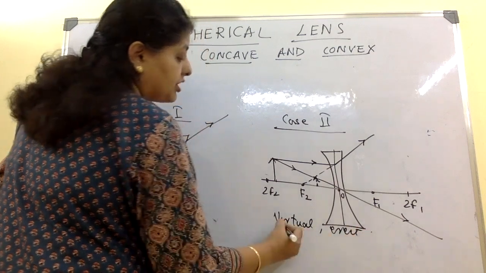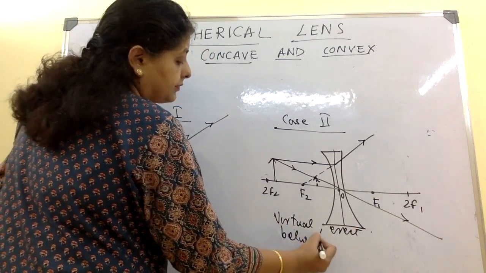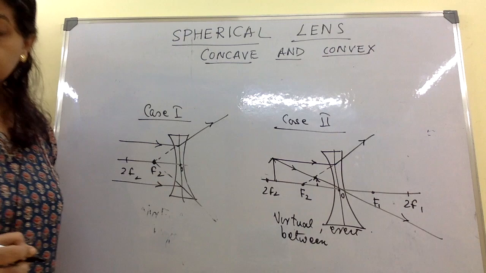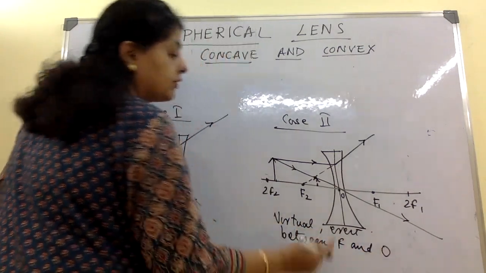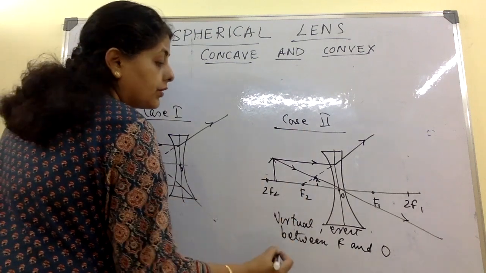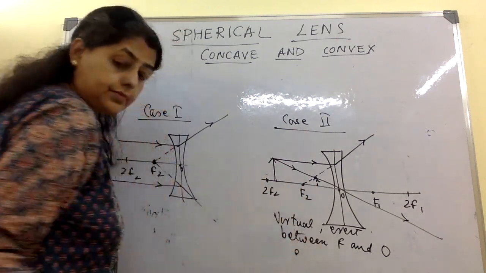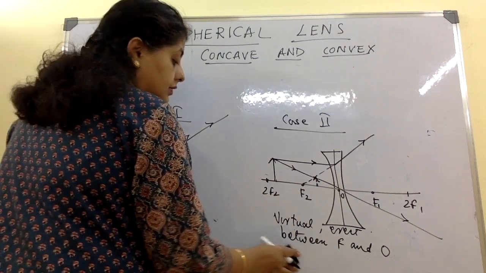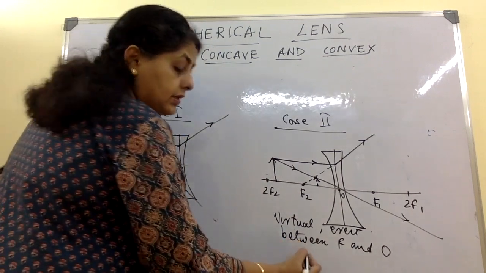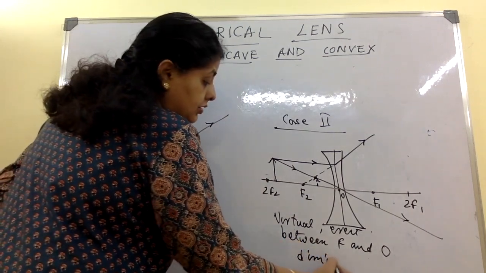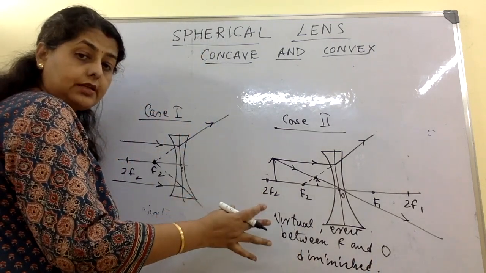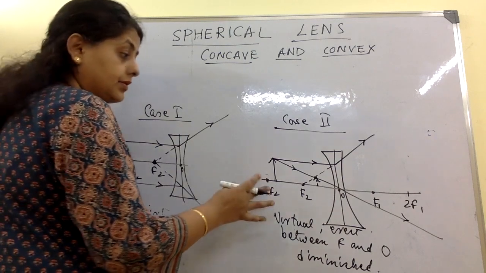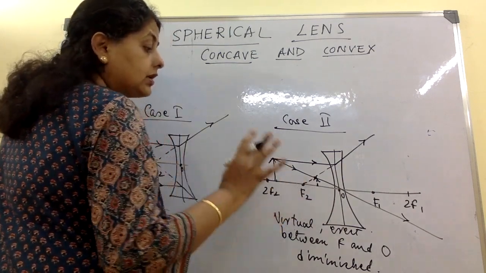Okay, between F and O, optical center and focus. Okay, erect, and it is erect and it is diminished. Okay, this is erect and diminished. This is my final image, which is an erect image.